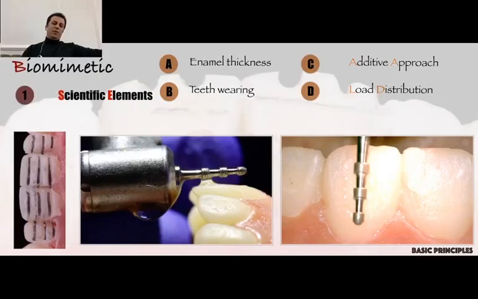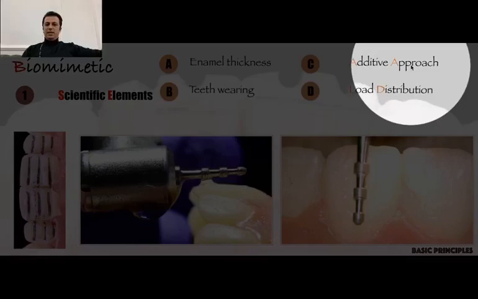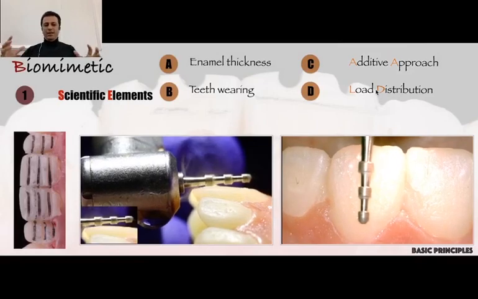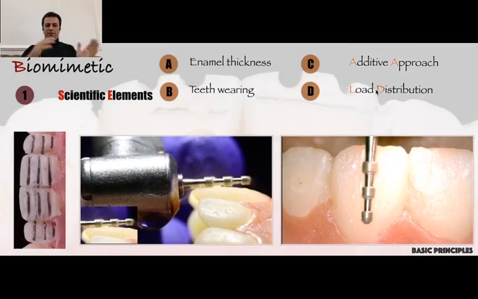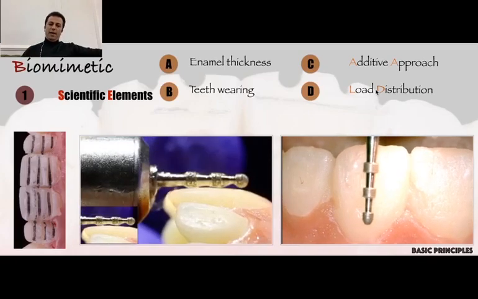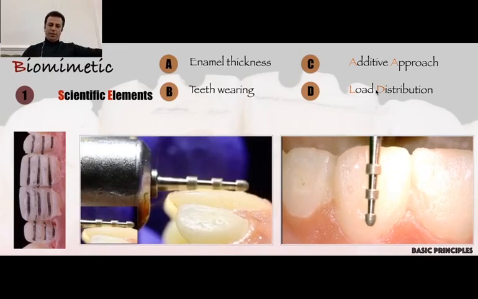Also the second one is the facilities, the technological elements. So for the scientific, we analyzed it and we discussed 4 points: enamel thickness, teeth wearing, additive approach, load distribution. In this way, you are going to correlate all of them with respect to the whole 4 points. Then you will be able to do your preparation.